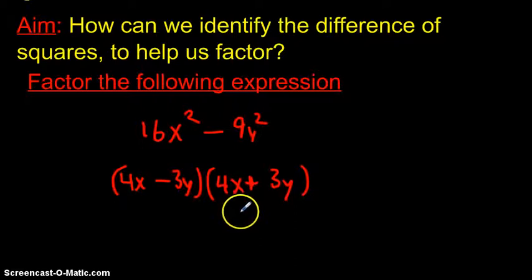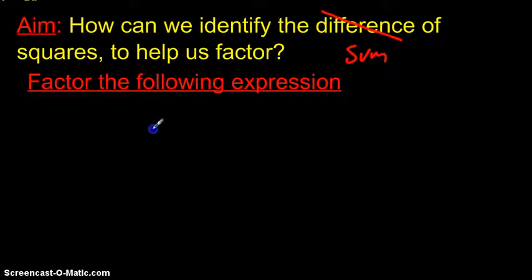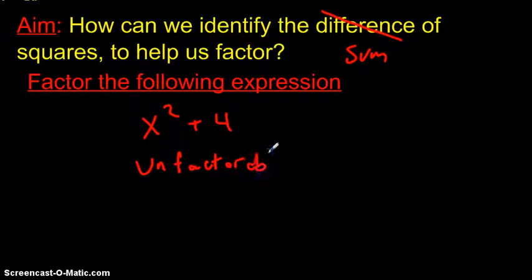And that brings us to a question that comes up a lot, and that is, is there a shortcut to factoring the sum of squares? So let's look at an example of the sum of squares, which some people ask about. Let's erase that. So the sum of squares, x squared plus 4. Can we factor this? And the answer turns out is no. This is unfactorable. And we'll look at why. The difference of squares has a rule, but the sum of squares has no rule.